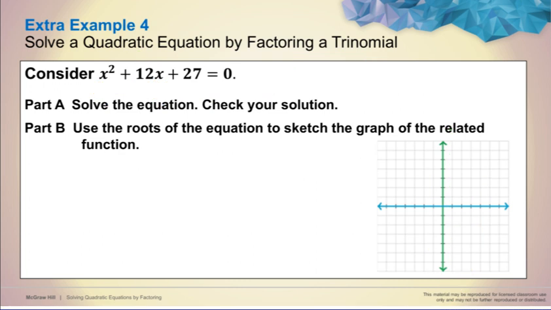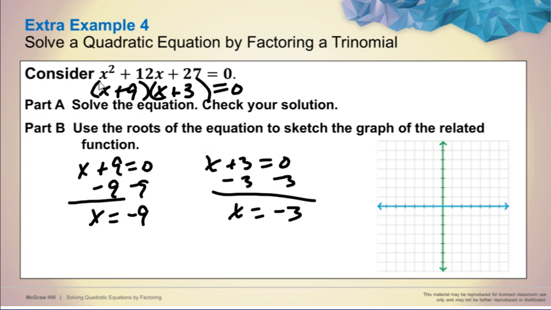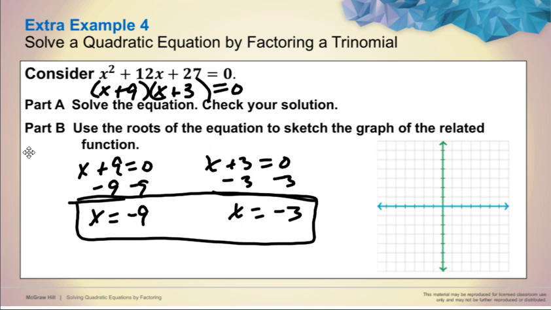Next, consider this one. So I need to know what do I multiply to get 27, but add together to give me 12. That would be 9 and 3. If I make both of them equal to 0, so x plus 9 equaling 0, x plus 3 equaling 0. Subtract 9. I have x equaling -9 and x equaling -3. So I have my two zeros, -9 and -3. I'm going to graph this one. So these are my solutions.